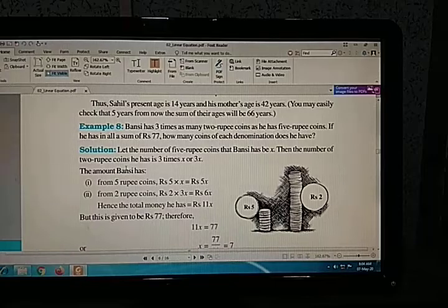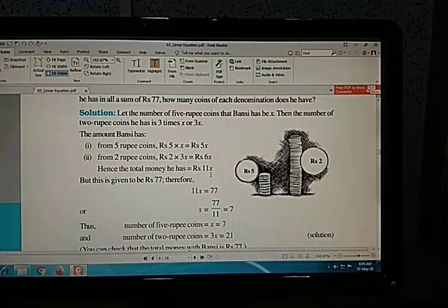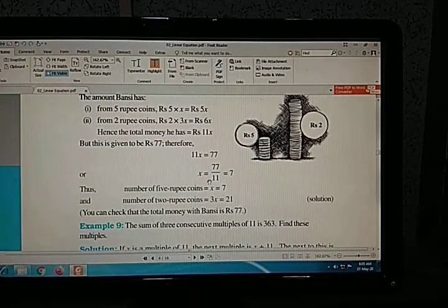Now the amount of money that he has in total, it will be rupees 77. So 5 rupee coins he has x, so it will be 5x because the denomination is 5. 2 rupee coin, that is 2 into 3x because he has 3 times more, so it will be 2 into 3, 6x. So in total he has 11x, and that total will be equal to 77. So this is very simple. Find out the value of x.